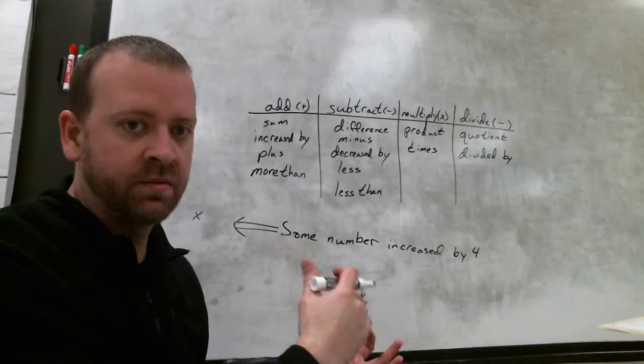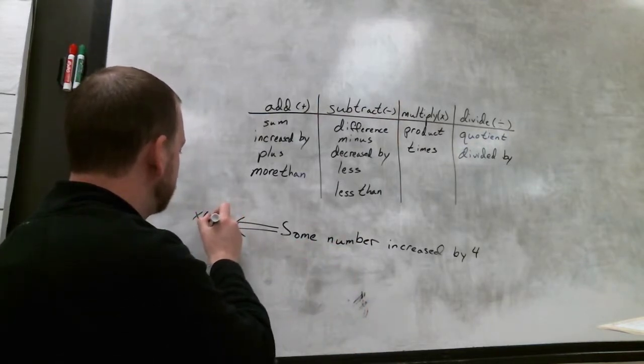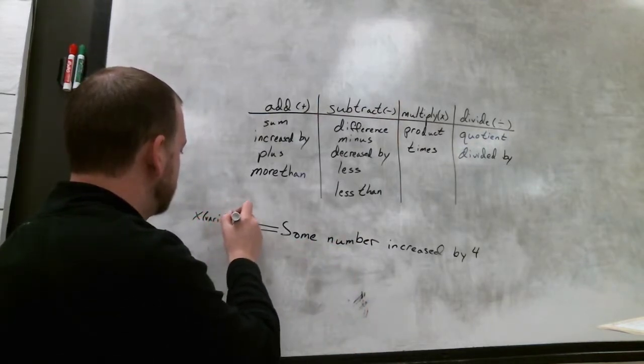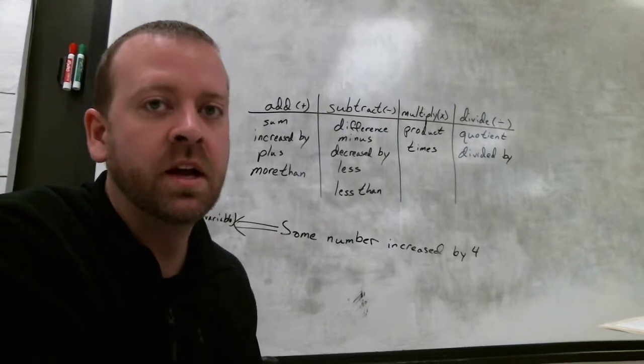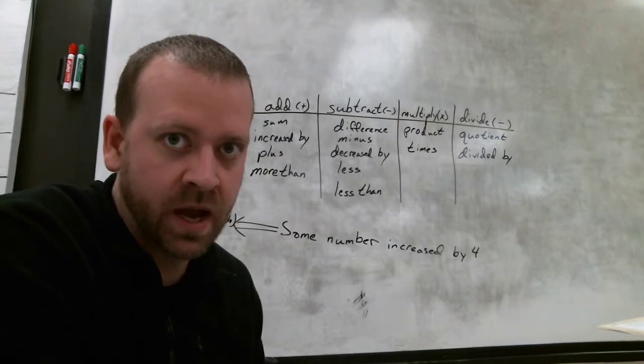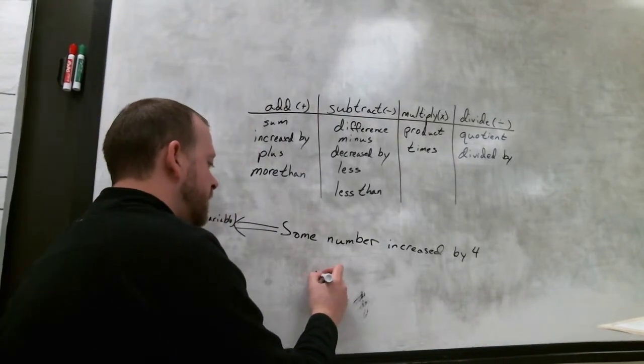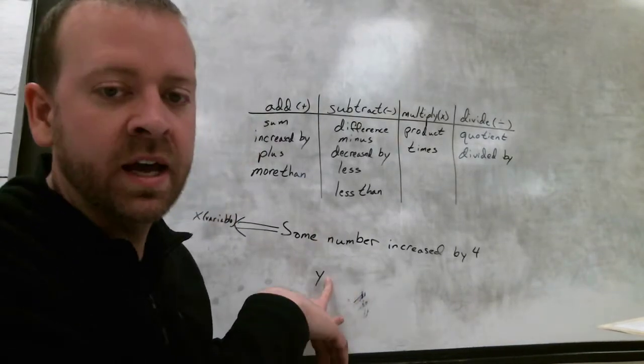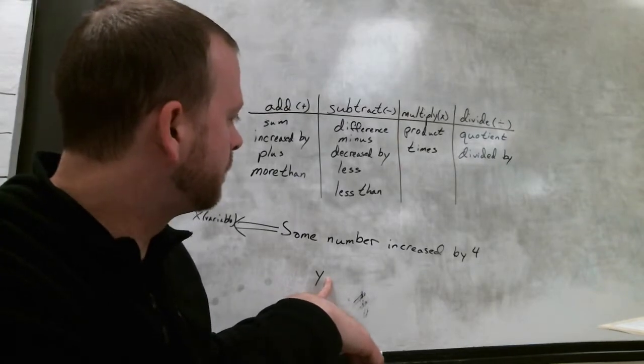X or Y or whatever. That's our variable. Okay, so if you see something that says some number, that means that's your variable. So you're going to use a letter of some kind. Okay, in this case, let's use Y. So I know some number, so Y, this is my variable, it's going to represent some number.